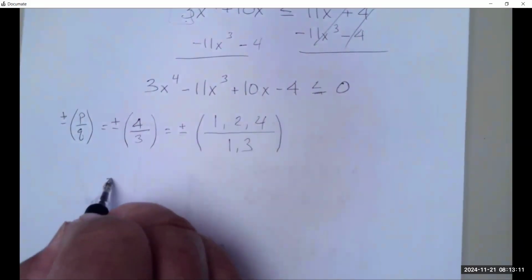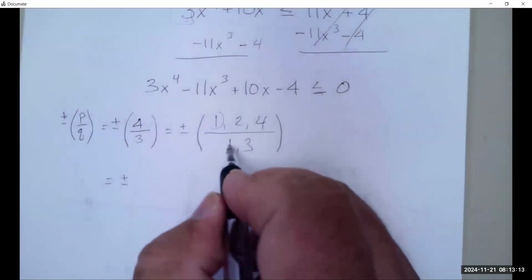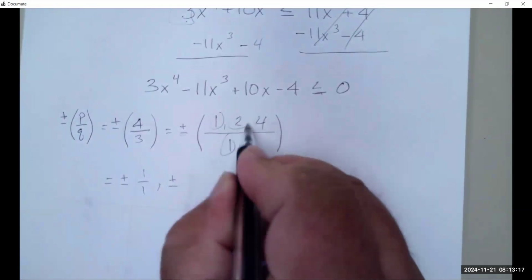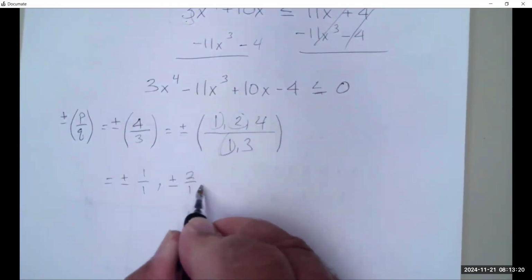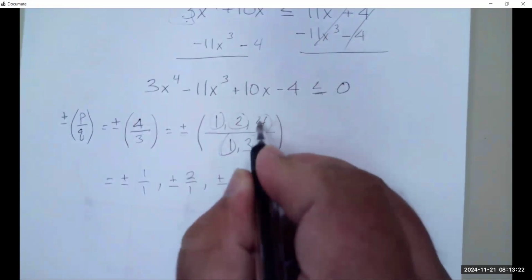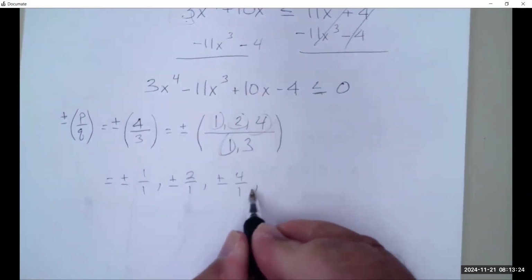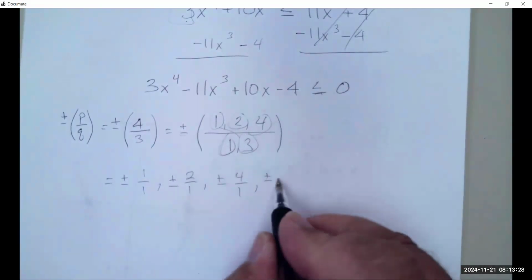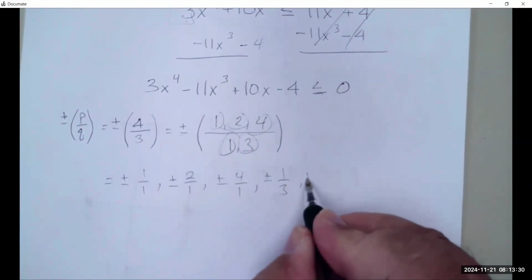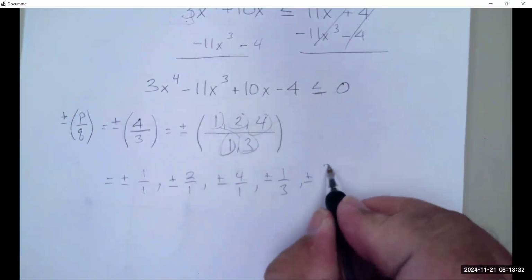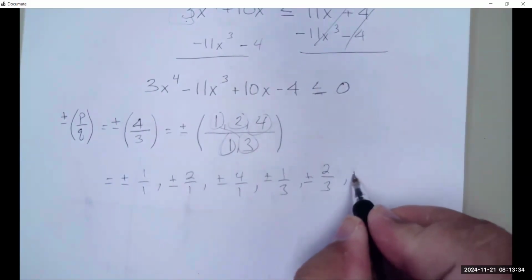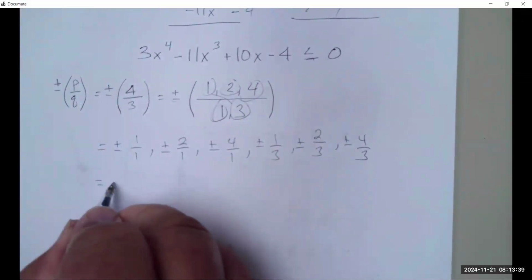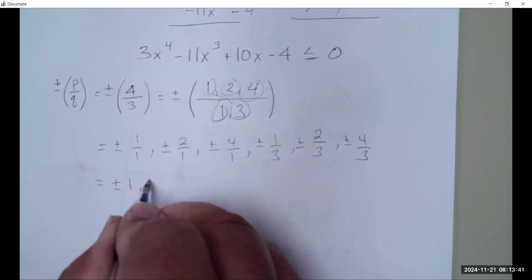So what does this mean? It means it could be plus or minus 1 divided by 1, 2 divided by 1, 4 divided by 1, 1 divided by 3, 2 divided by 3, or 4 divided by 3. So these are my possible zero values.